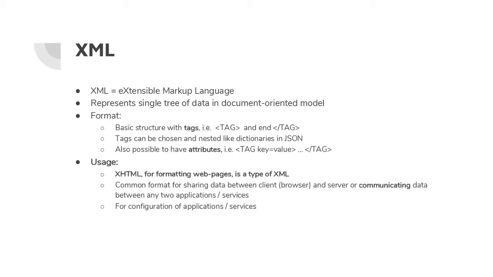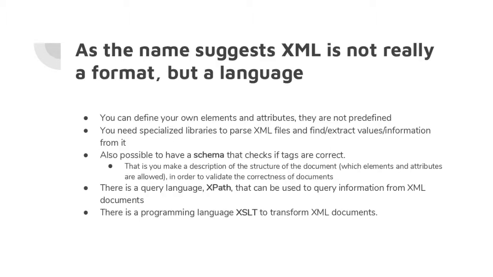So what are the usages of XML? Like JSON, it's a very common format for sharing data between 2 systems. So for example, a client and a server can communicate data in XML format. 2 applications or services can share data in XML formats. So XML or JSON are the top 2 types of data formatting for sharing data. Also, you have XHTML, so every web page uses HTML or XHTML, which is a type of XML. And it's also used a lot when configuring applications or services.